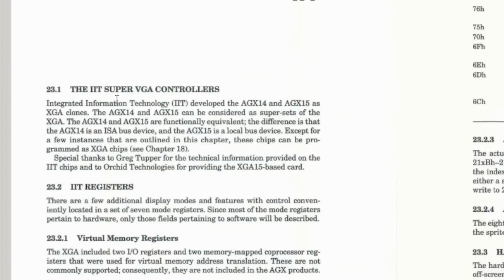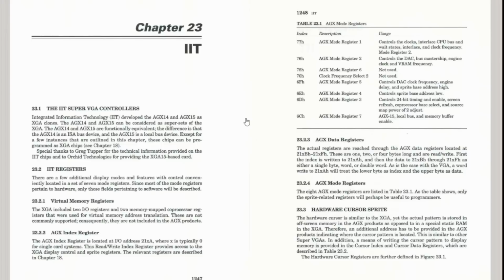They mention that the IIT chips are Super VGA controllers, although they do say that the AGX 14 and 15 are XGA clones, and that they're functionally identical, apart from the ISA local bus distinction that we already know about, and that if you want to program these things, just treat them like ordinary XGA chips. And in fact, there's an entire chapter in this book on programming the XGA at the register level. Unfortunately, I can't recommend it.